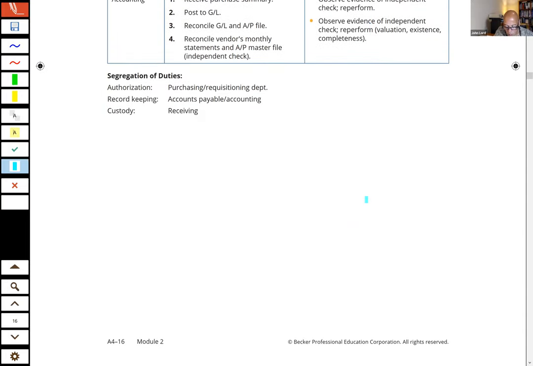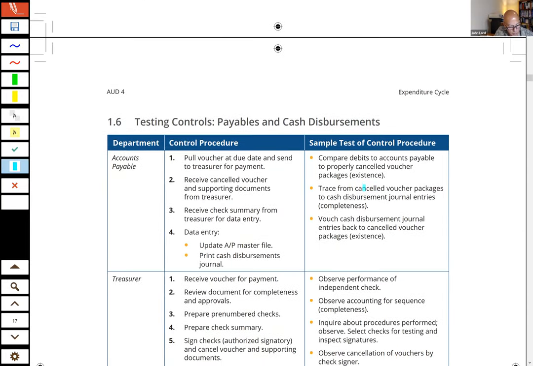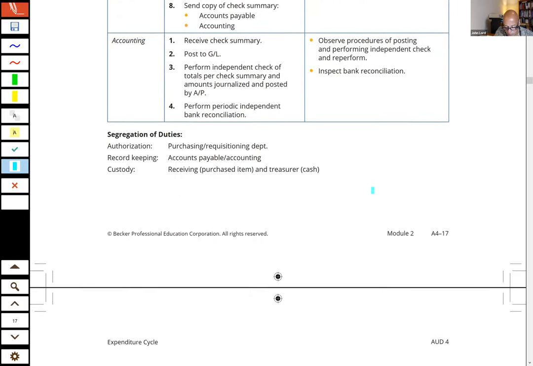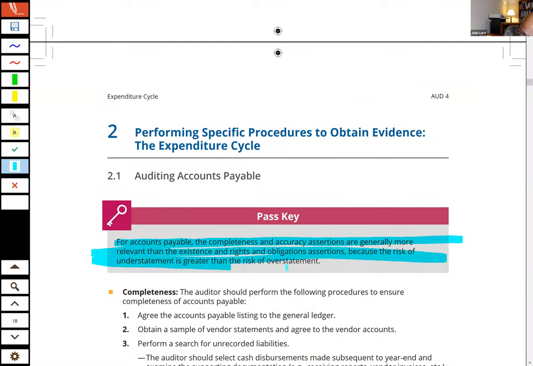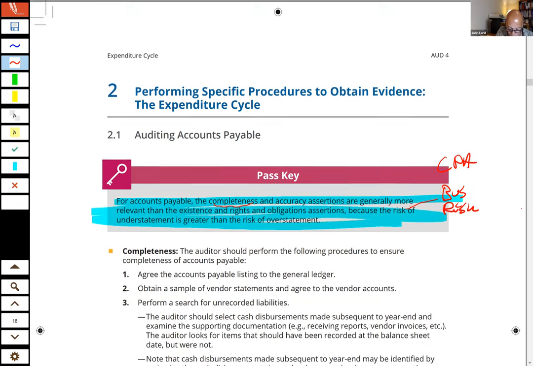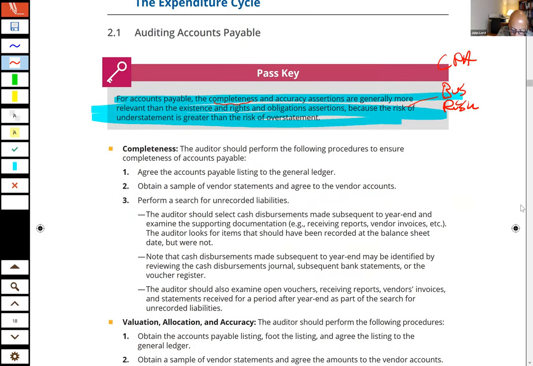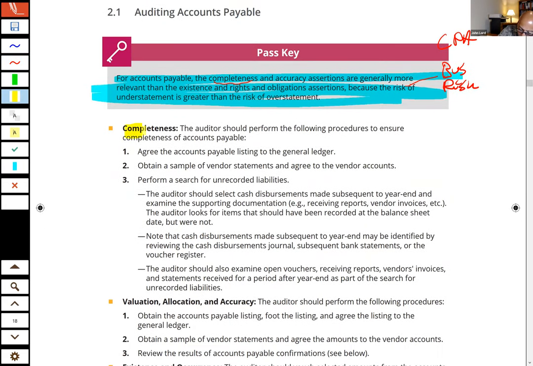Okay, good. Come over and let's look at our substantive procedures, and they tell us that for our accounts payable, the business risk that we are most concerned with is the completeness assertion, not so much the existence assertion. So again, we're talking about business risk, CPA business risk. Okay, but it's the mirror image of what we said for receivable. So let's start with completeness here.